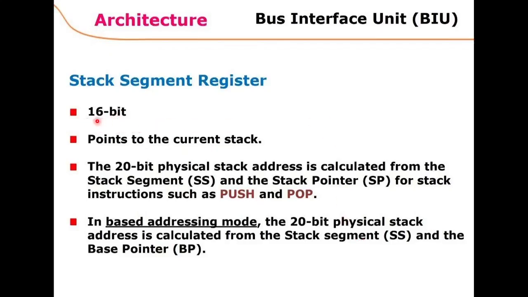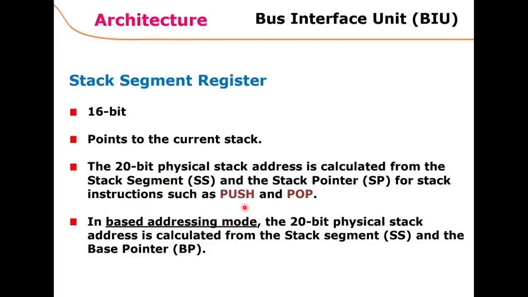The stack segment register is also 16-bit long and it points to the current stack segment memory, right? And the 20-bit physical address is calculated from the stack segment and stack pointer. This stack pointer will be used in push and pop instructions, which work first in, last out. When we discuss the instruction set, we will discuss push and pop briefly. Remember that in push and pop instructions the stack pointer is mainly used, and the stack pointer holds the offset address for the stack segment, right?